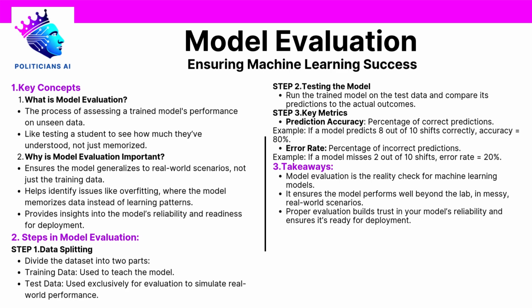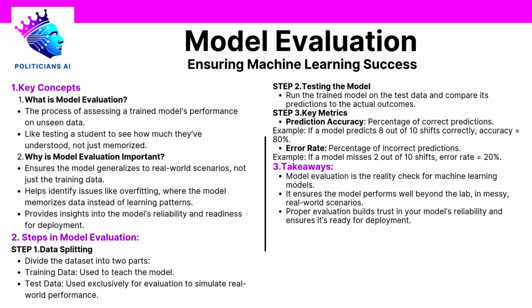This comparison helps us calculate key metrics that tell us how well the model is performing. For example, prediction accuracy measures the percentage of correct predictions. If your model correctly predicts 8 out of 10 shifts, its accuracy is 80%. Another useful metric is the error rate, which shows how often the model gets things wrong. In this case, if the model missed 2 shifts, the error rate would be 20%. These metrics give us valuable insights into the model's strengths and weaknesses. If the accuracy is high and the error rate is low, the model might be ready for deployment.